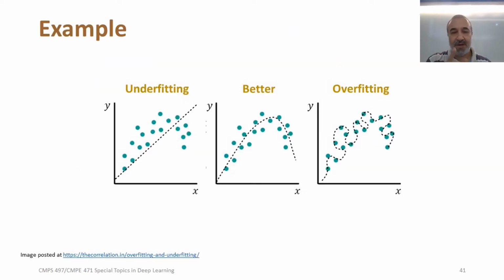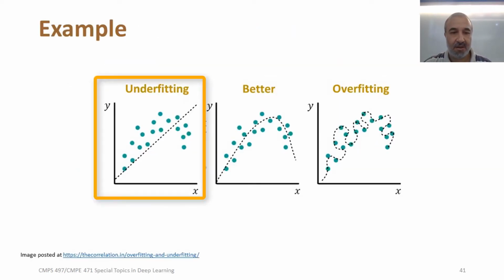Let me show you this example. I think it will be even more clear. This is again data that looks quadratic, but we try to fit it with a line. It's a simple model. This model is not quadratic anyway, it's linear.